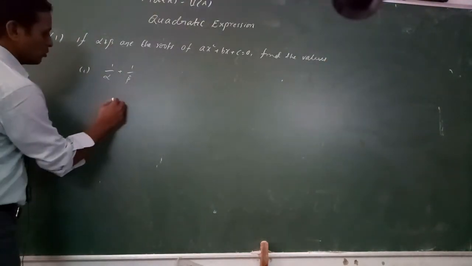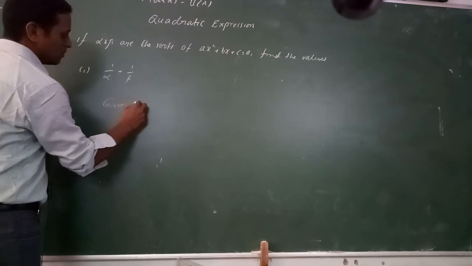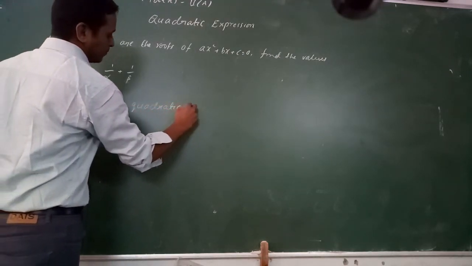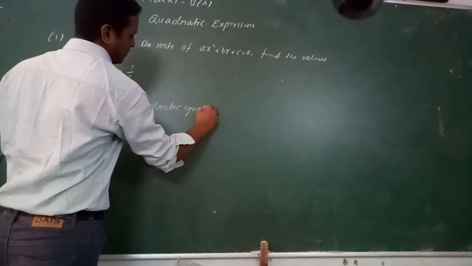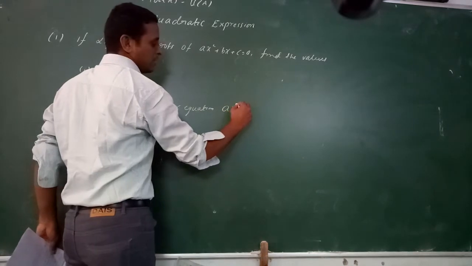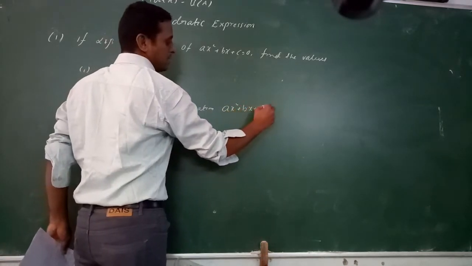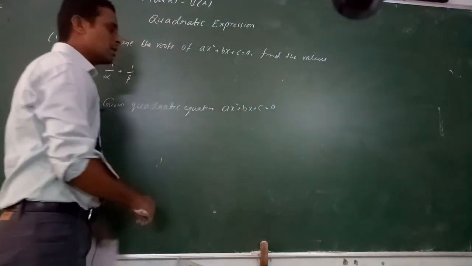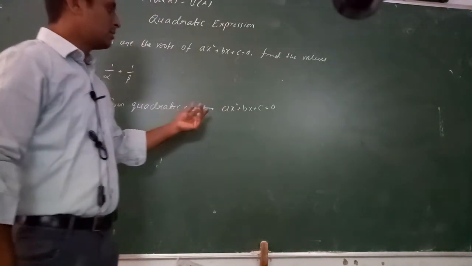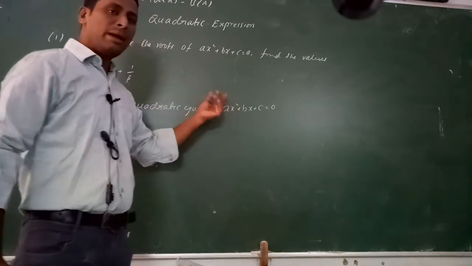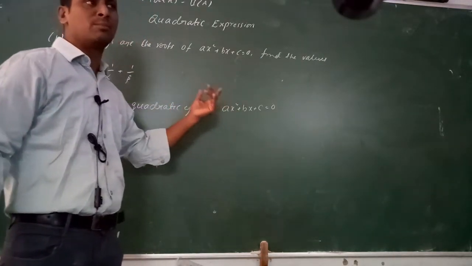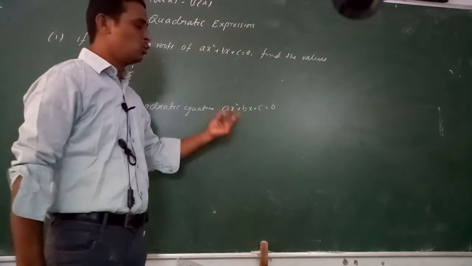Now here, given the quadratic equation ax square plus bx plus c is equal to 0. Already discussed yesterday. What here? The roots formula. What is the roots formula here? x is equal to minus b plus or minus under root of b square minus 4ac by 2a.